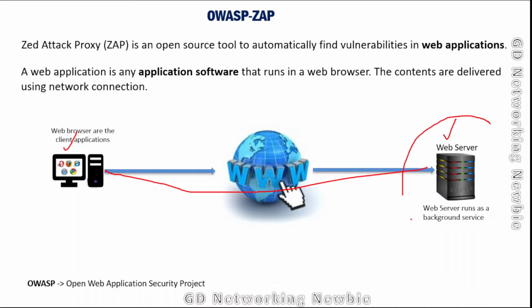Now, in these web applications, like some bank applications, there can be some weaknesses, and we want to find out those weaknesses. For that we need a tool, and this tool is ZAP Proxy, which we are going to explore today.